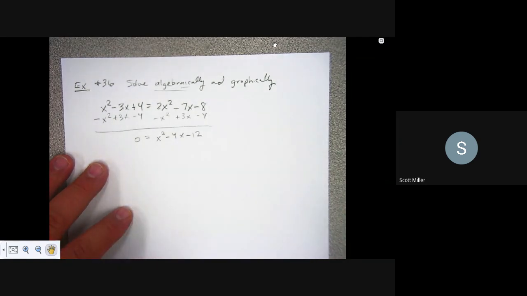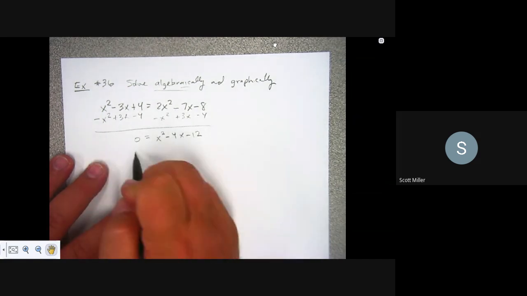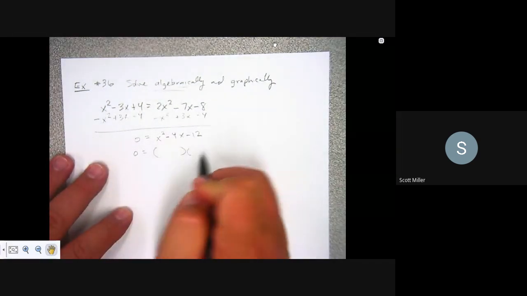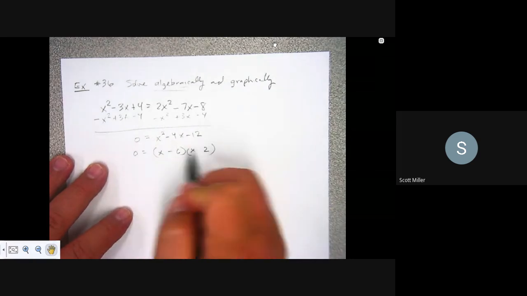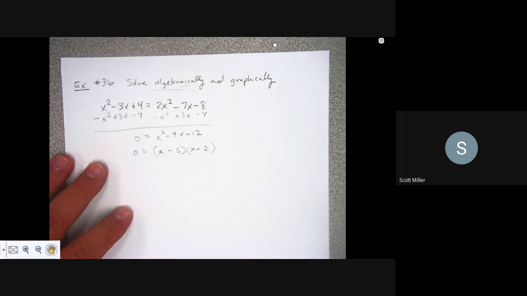Since it's a quadratic, I can solve using the quadratic formula or a factoring technique. If you can factor it, do so. It's much faster. I got x and x, 6 and 2, minus plus, and there you go.